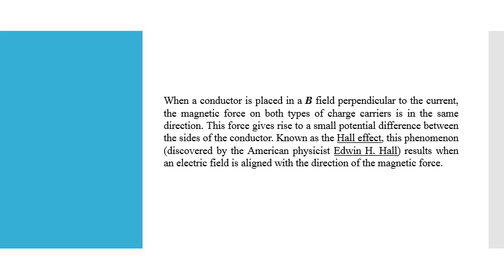In the case of a conductor, we always talk in terms of electrons. But in the case of semiconductors, we have two types of charge carriers, electrons and holes, the absence of electrons. So there we can study when the conductor carrying current is placed in a magnetic field B perpendicular to the current, the magnetic force on both types of charge carrier is in the same direction.